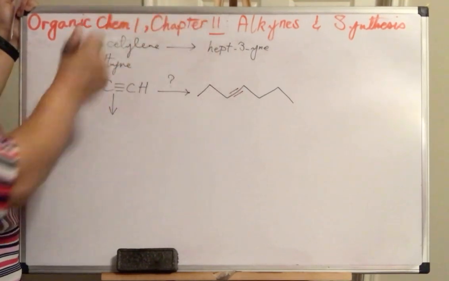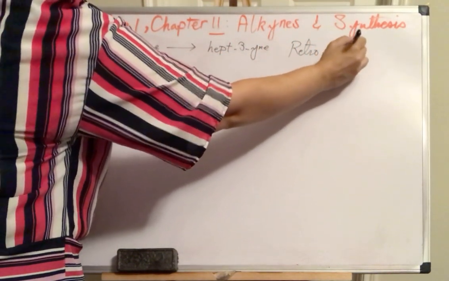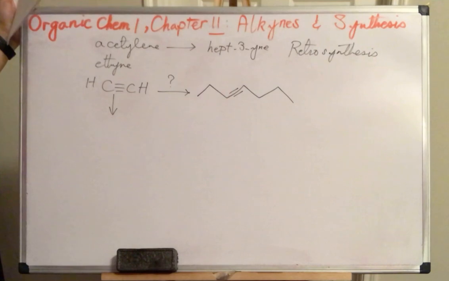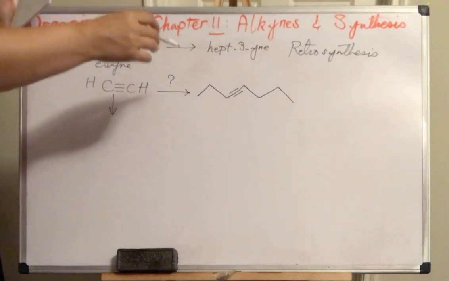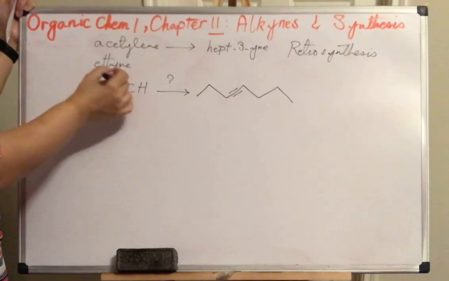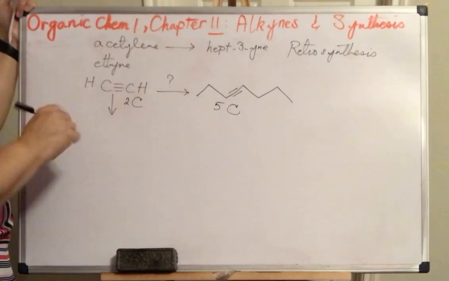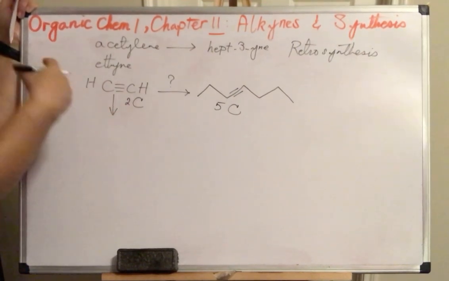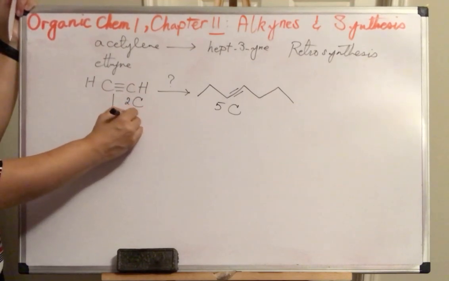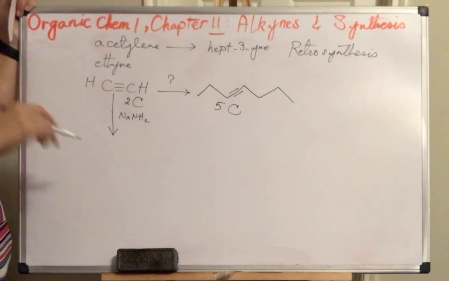So we use a method which is called retrosynthesis. We work from product towards the reactant. Now let's always compare the reactant and product. In the reactant you have 2 carbons, in the product you have 5 carbons. The only reaction you have learned to increase the length of the chain is to use NaNH2, right? To remove one of these hydrogens and add the rest of the molecule.